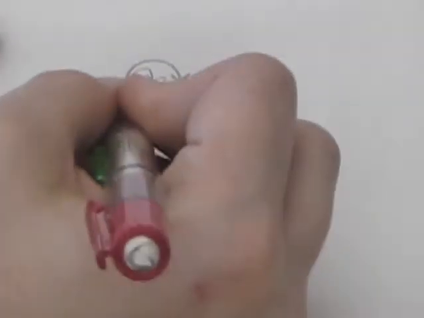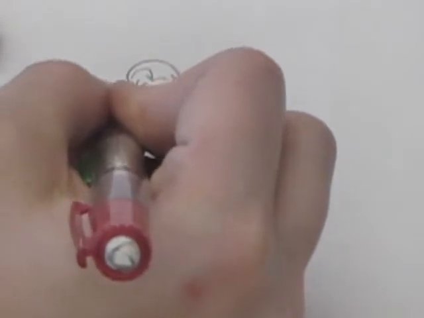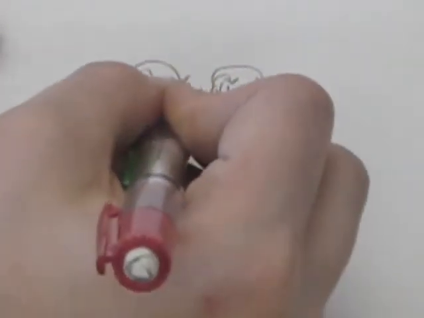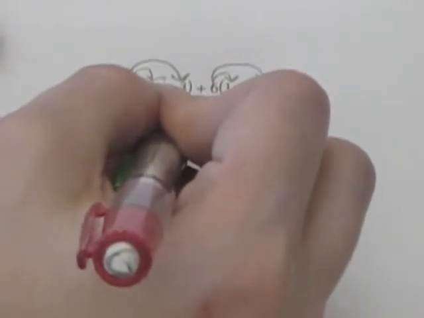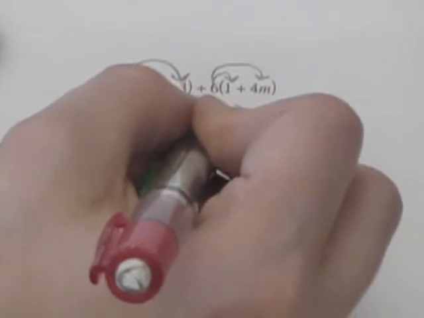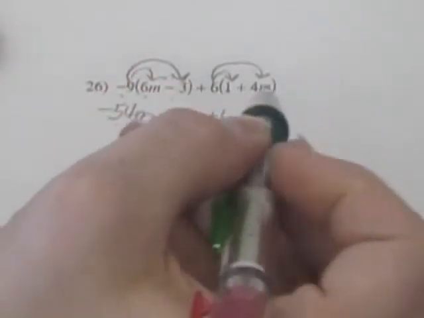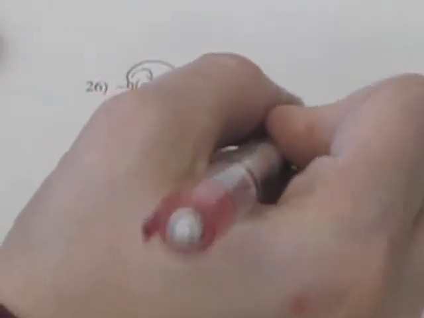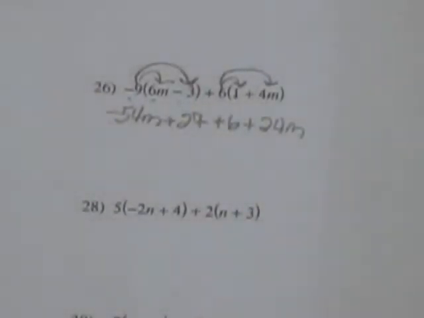So when I do that, negative 9 times 6 gives me negative 54m. Negative 9 times negative 3 gives me a positive 27. And I have a plus here. 6 times 1 is plus 6. 6 times 4m is plus 24m. So now I have a problem that looks like several of the others, and I can combine or identify my like terms.